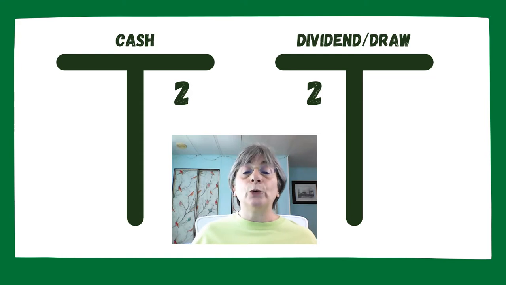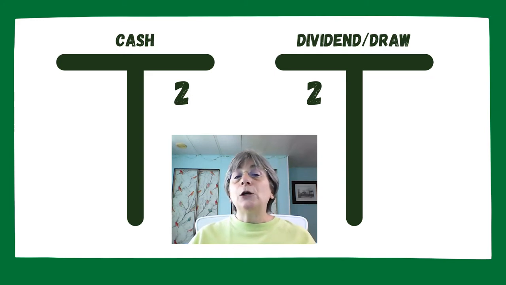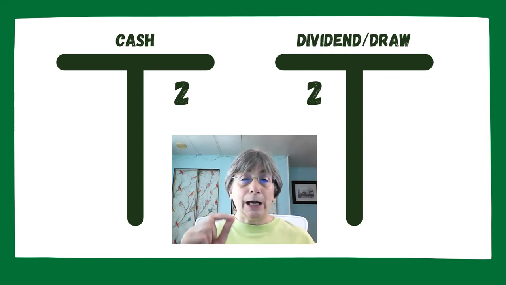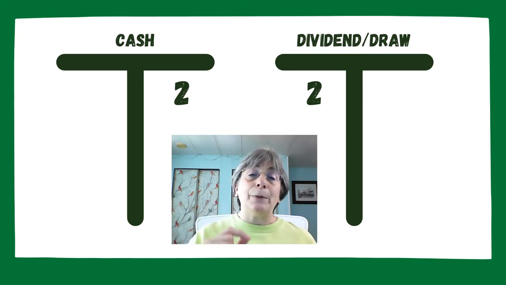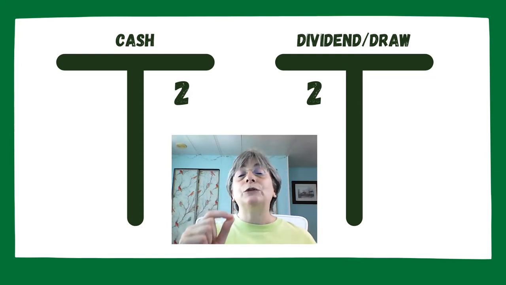Now let's say the owner decides that he wants to take some money out of the business. So he's going to take $2 back out of the business. So what's happening with our cash account? Our cash account is decreasing, right? Has a normal debit balance, so we're going to decrease it by crediting it $2.